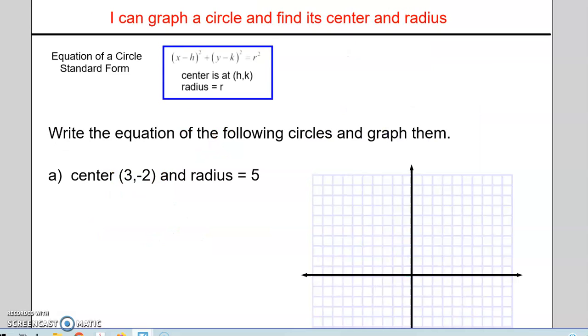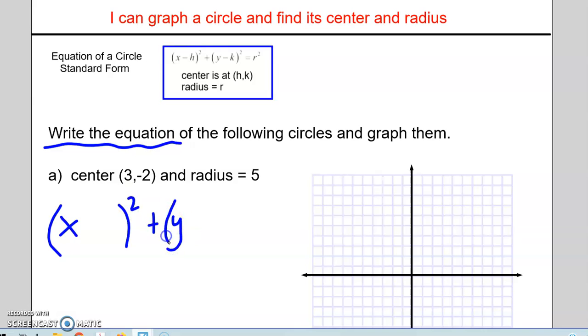Okay, so let's do some different kinds of examples. So here we're not given the equation. We're given the center and the radius, so we can graph it, of course, right away, but let's write the equation also for this one. So (x) quantity squared plus (y) quantity squared equals r squared, and in this case it's the radius squared, so that's going to be 5 squared.